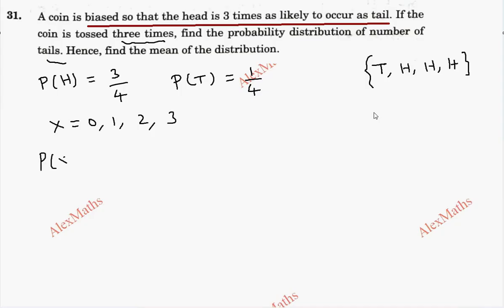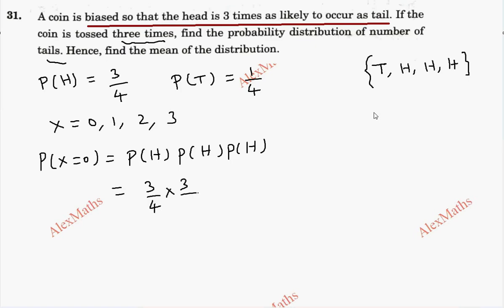So since it is tossed 3 times, the random variables are 0, 1, 2, 3. P of x equal to 0 means 0 success, that is 0 tail. So P of h into P of h into P of h, all three are heads. So it is 3 by 4 into 3 by 4 into 3 by 4, which is 27 by 64.